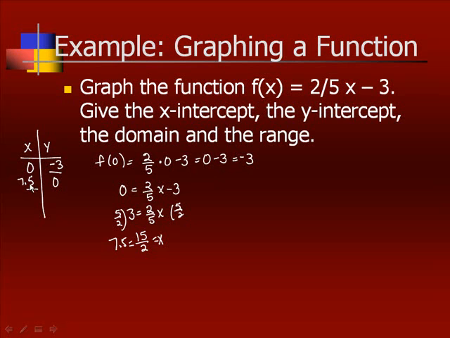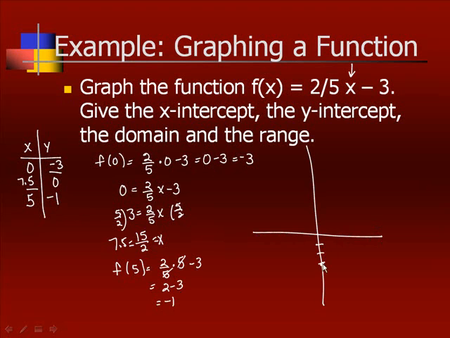If we want to pick another point just to sort of check it, let's pick something nice. Because we've got a fraction, most of us like to avoid the fractions. Let's pick something that would cancel with that 5 in the denominator. So if we pick x is 5, then that's going to give us 2/5 times 5 minus 3, which is 2 minus 3, which is -1. Now we've got our 3 ordered pairs.